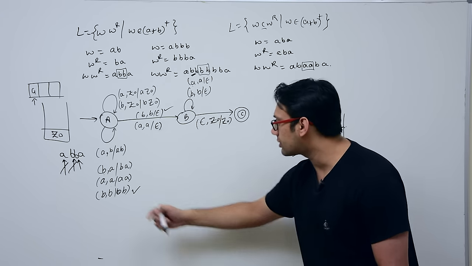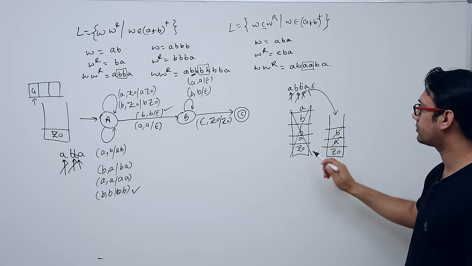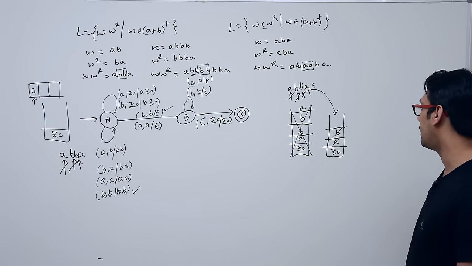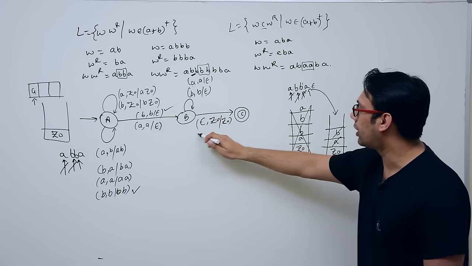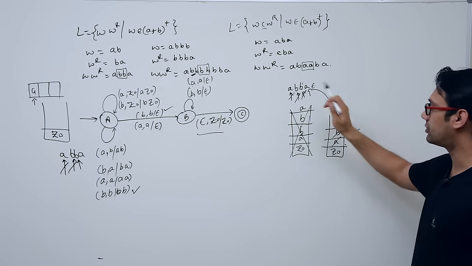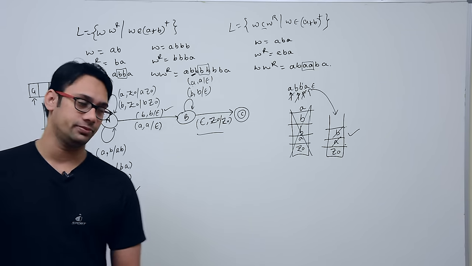So in this case, this will be dead. And the one who identified that this is the correct middle point will now go to the final state. Therefore, here the string will be accepted.